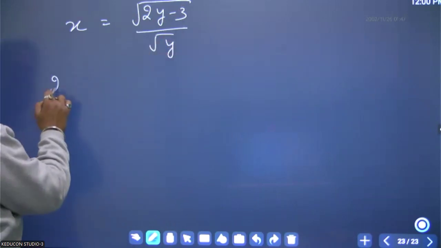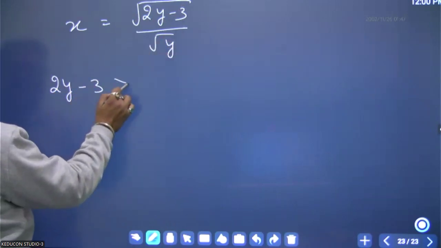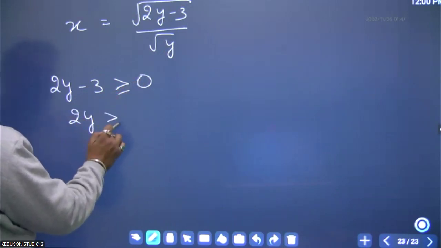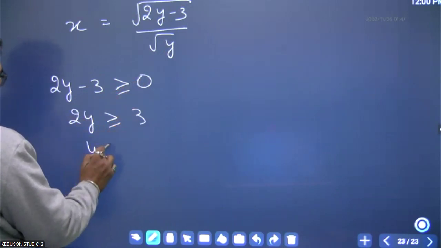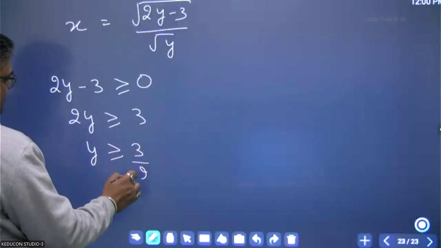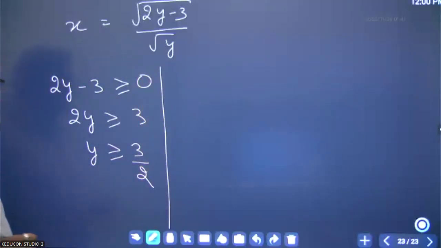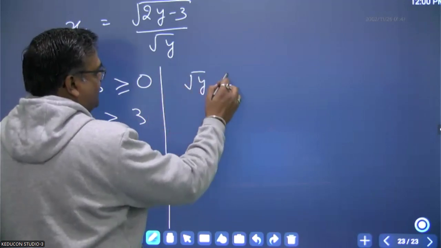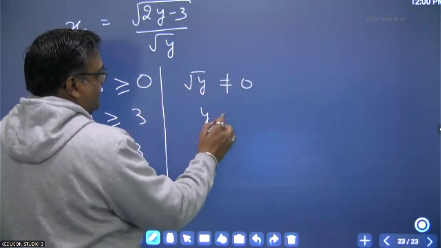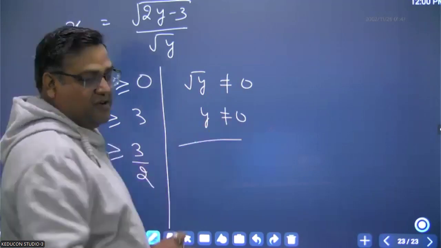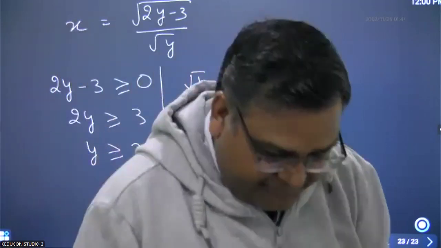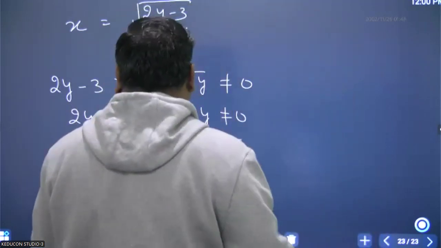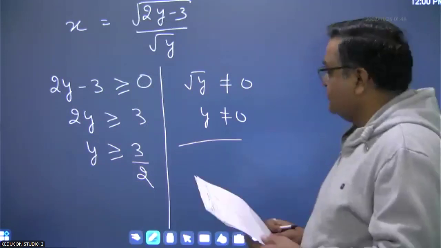फर्स्ट रूल क्या हो जाएगा बच्चे? 2y minus 3 should be greater than equal to 0, and 2y should be greater than equal to 3, and y should be greater than equal to 3 by 2, right? Next, root y cannot be equal to 0. Now match the answer. Yes, match the answer. y is greater than equal to 3 by 2.